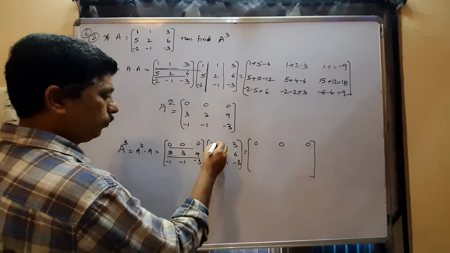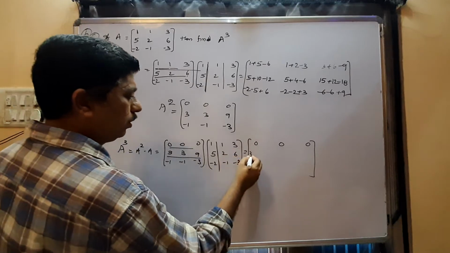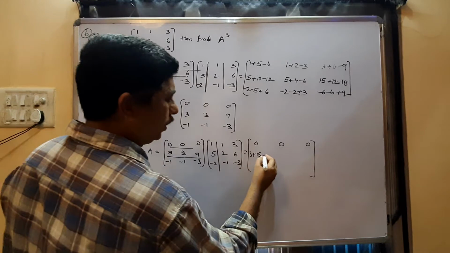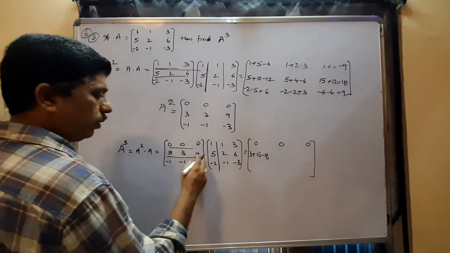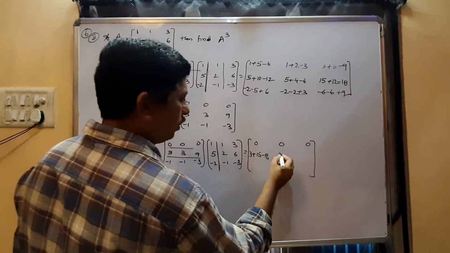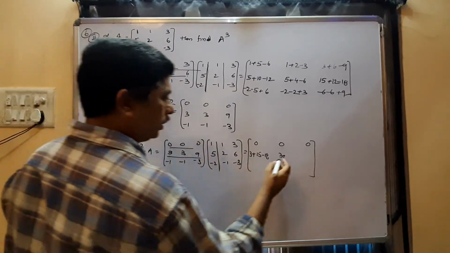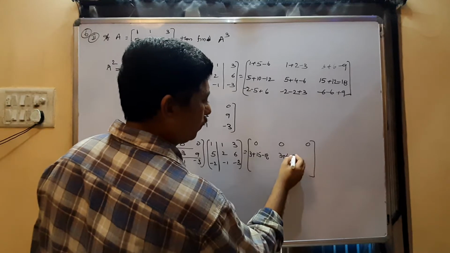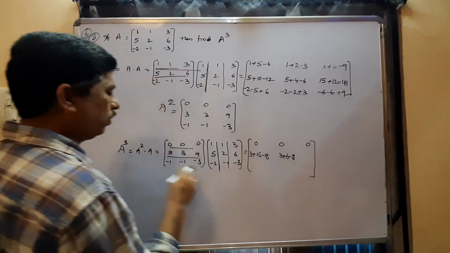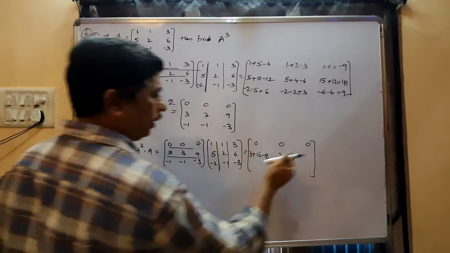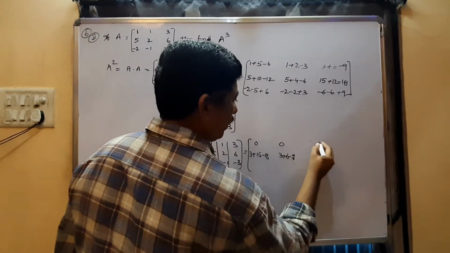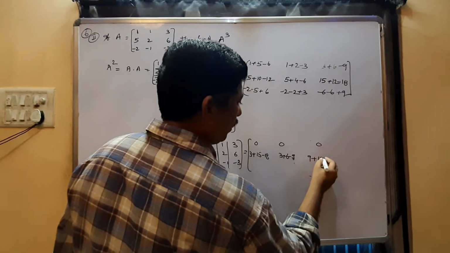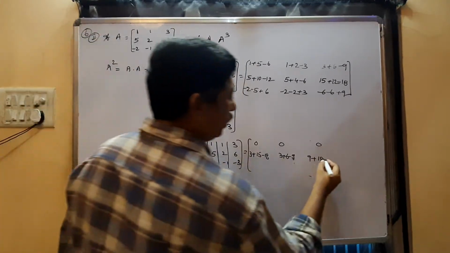Second row into first column: 3 into 1 is 3, 3 into 5 is 15, 9 into minus 2 is minus 18. Second row into second column: 3 into 1 is 3, 3 into 2 is 6, 9 into minus 1 is minus 9. Second row into third column: 3 into 3 is 9, 3 into 6 is 18, 9 into minus 3 is minus 27.